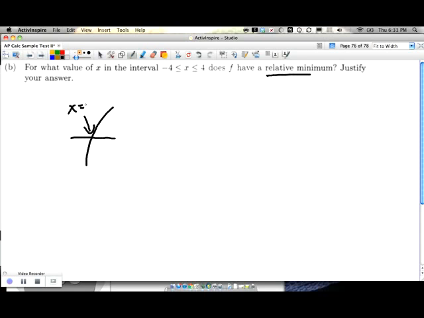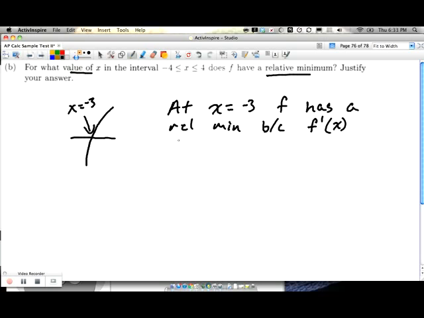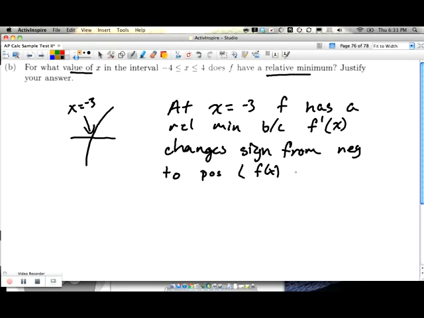f has a relative min because f prime of x changes sign from negative to positive, which really means that f of x changes from decreasing to increasing.